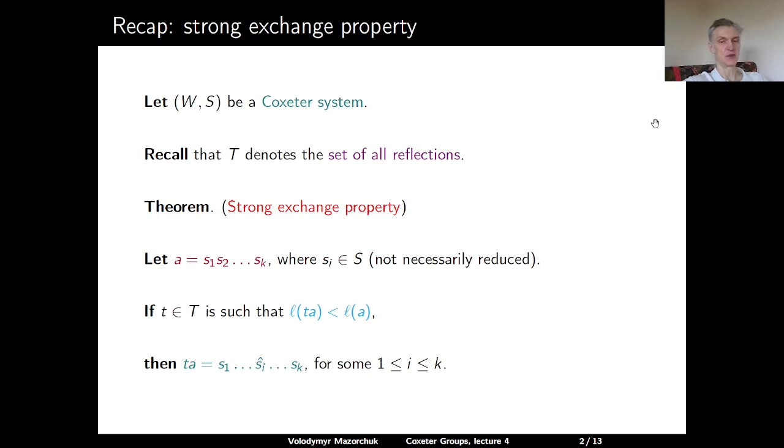So there is an i between 1 and k such that if we delete si from our expression, the resulting product will give us exactly ta.